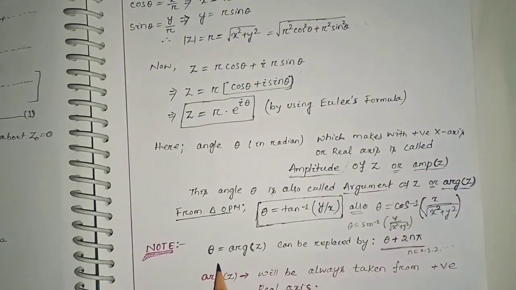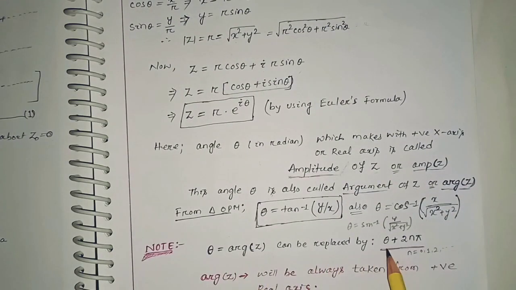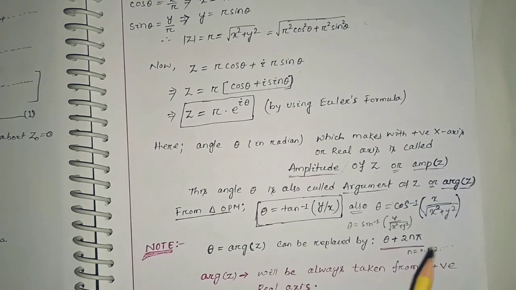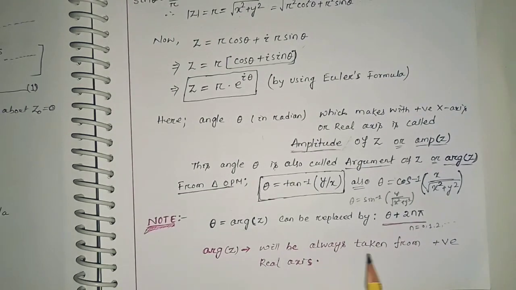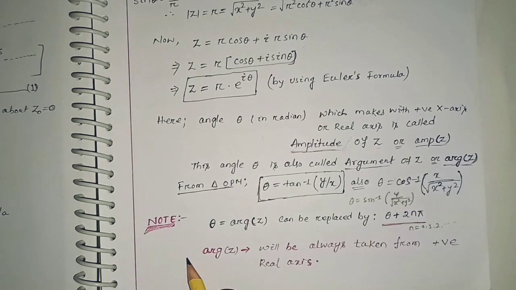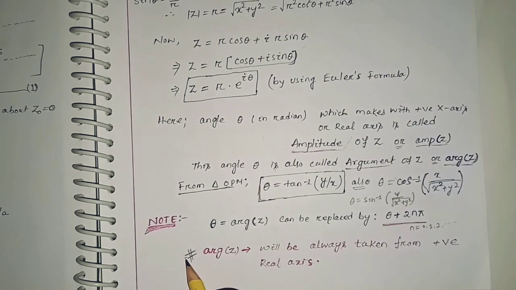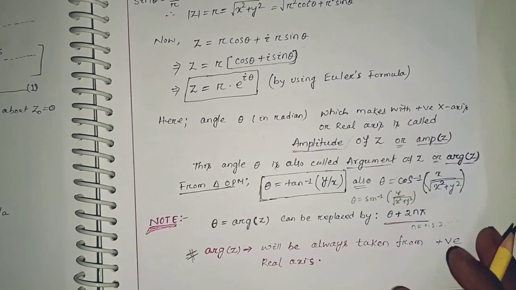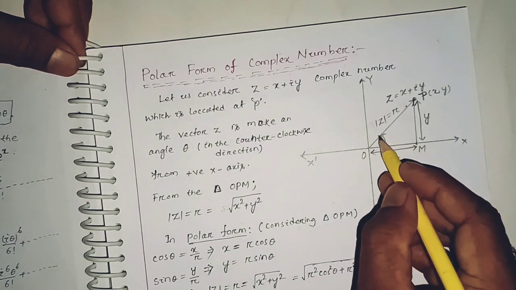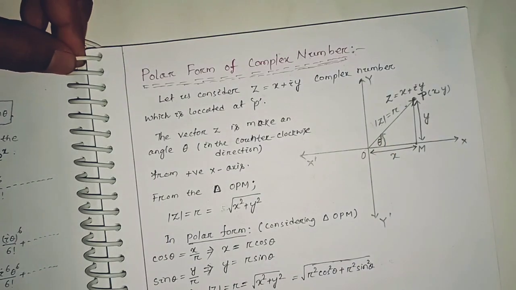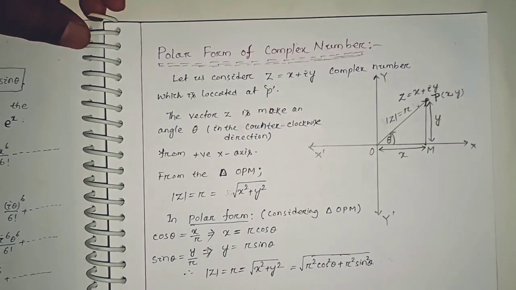So argument of z or theta can be replaced by theta plus 2n pi, right? So argument of z will always be taken from the positive real axis. This is most important that you have to remember. I put it over here with the hashtag that argument of z we always have to consider from the positive real axis, in the counterclockwise direction, right?